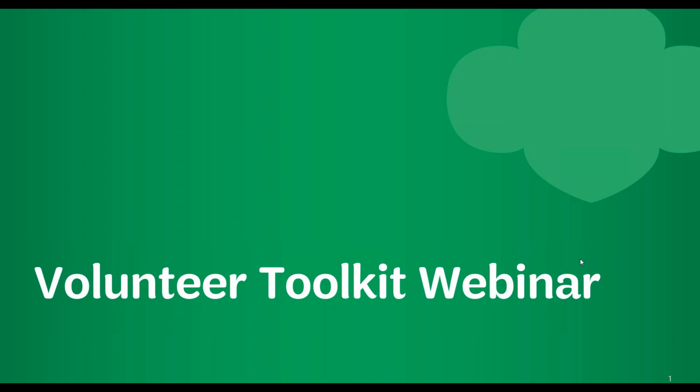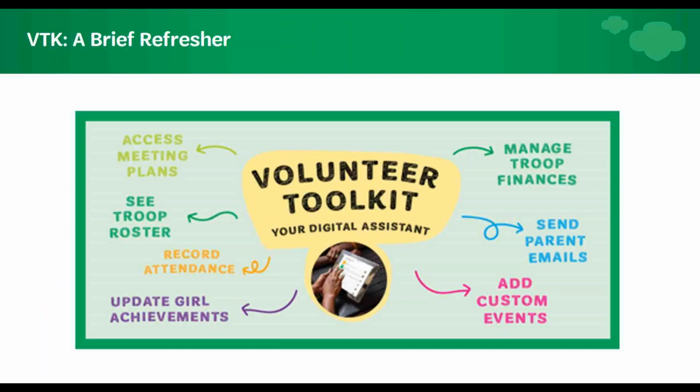You've probably heard the buzz about the VTK, as we call it. It's a digital planning tool designed to save you time and help you spend more time with your girls rather than planning for your girls. It will let you access meeting plans, see your troop roster. You can record attendance and girl achievements. You can add your own events, and you can send parents emails directly from the VTK.